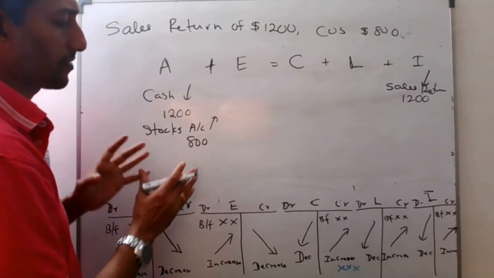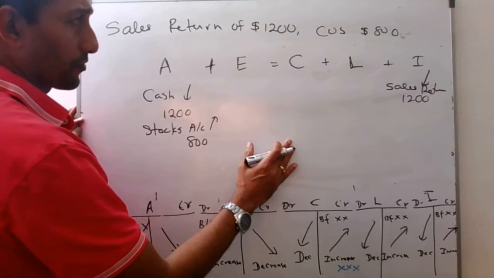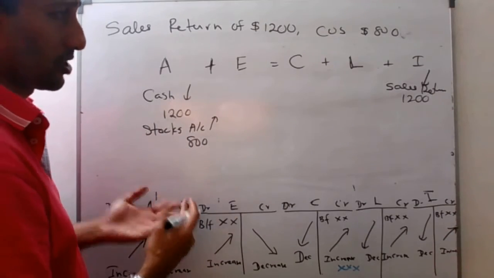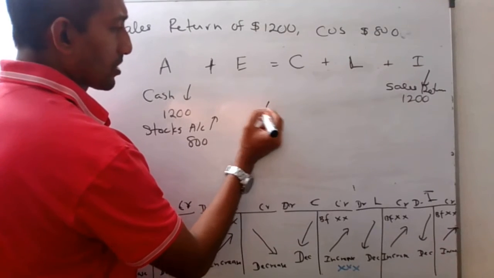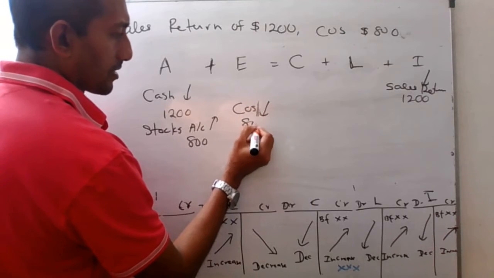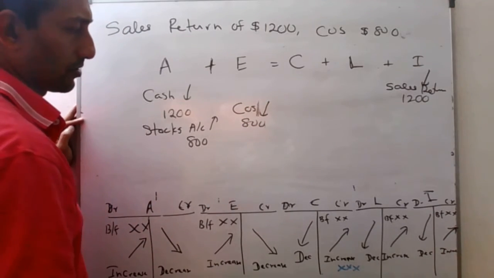The cost of that sale was 800. And whatever they identified as an expense before, now we need to reverse because the stocks are coming back. So we are reducing the cost of sales by 800. So let's try to put it into the ledger.